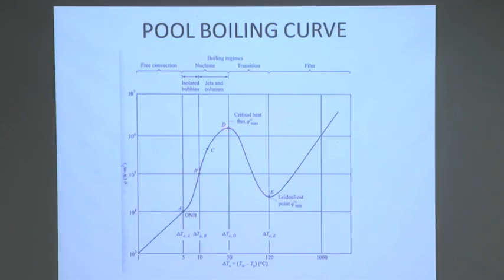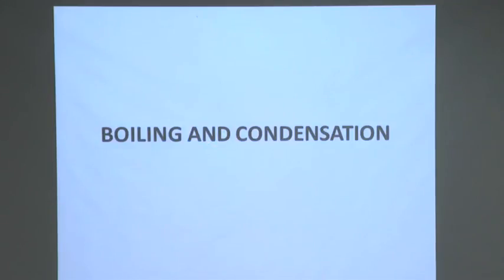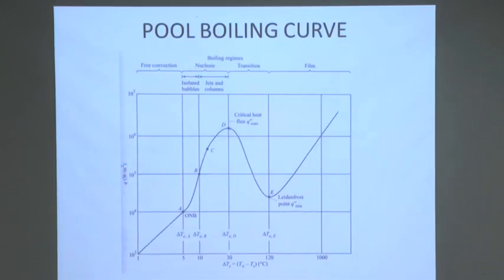And this maximum heat flux point with the onset of film boiling is known as the critical heat flux. What is critical heat flux? You must tell. This is the critical heat flux. And then after that, this drops and this becomes a transition regime within this delta T, after which this goes on increasing. And this minimum point is known as the Leidenfrost point.